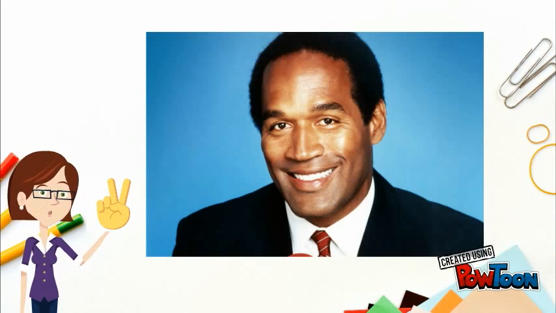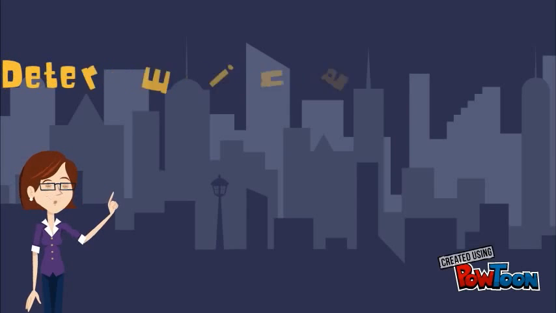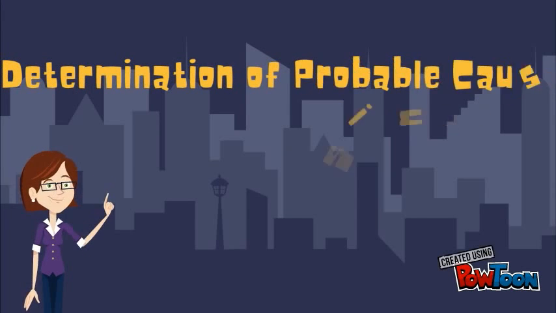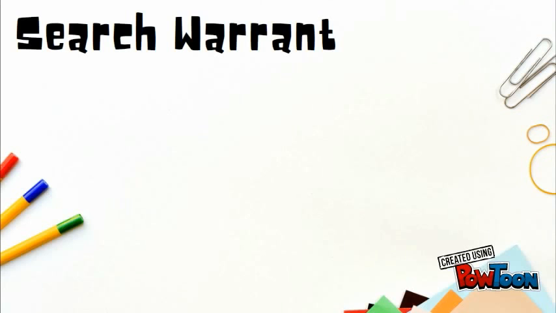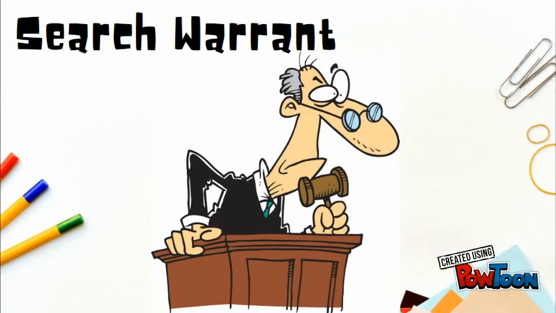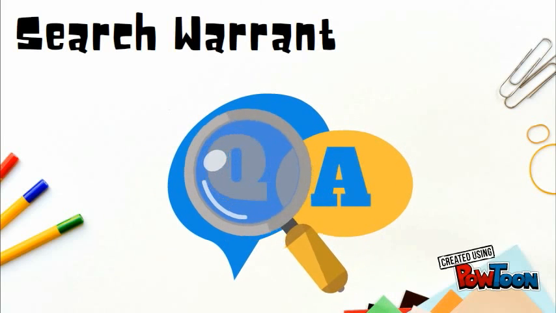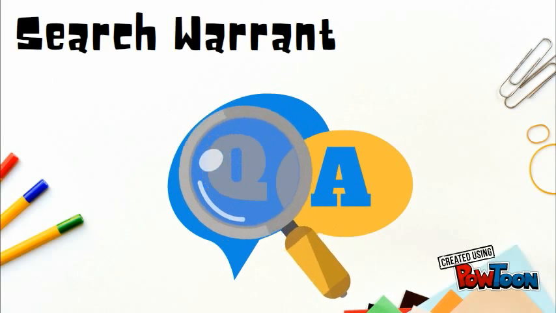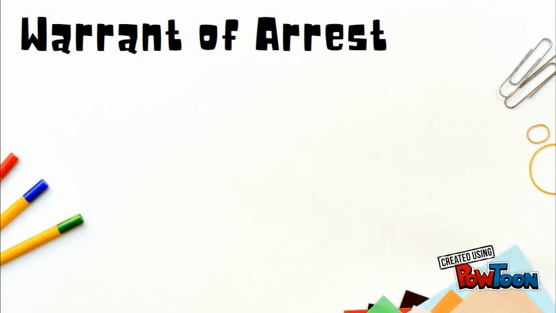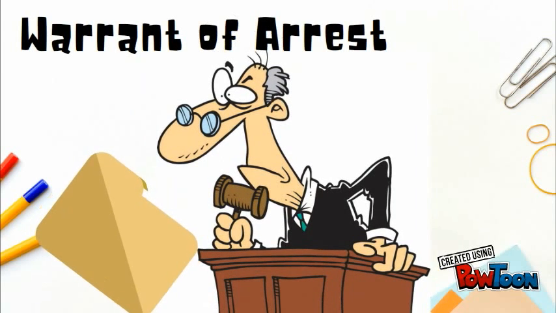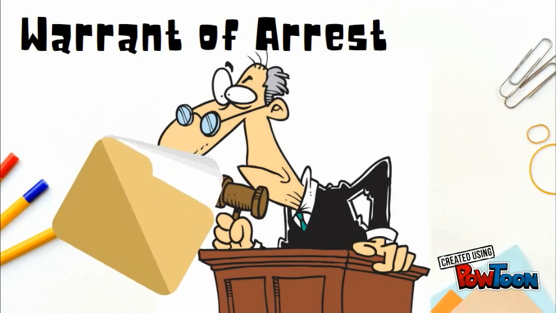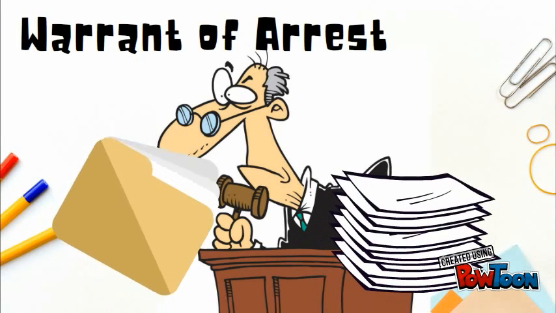a prima facie evidence. Determination of probable cause in search warrant and warrant of arrest. In search warrant, the judge must personally examine, in the form of searching questions and answers, in writing and under oath. In warrant of arrest, the judge would simply and personally review the initial determination of the prosecutor to see if it is supported by substantial evidence.